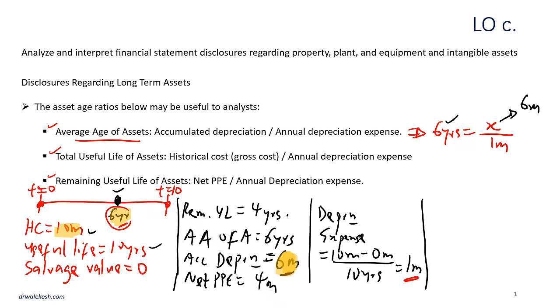So what is 6 million in the scenario I painted? 6 million is accumulated depreciation. That implies that the average age of a non-current asset is accumulated depreciation all over the annual depreciation expense.